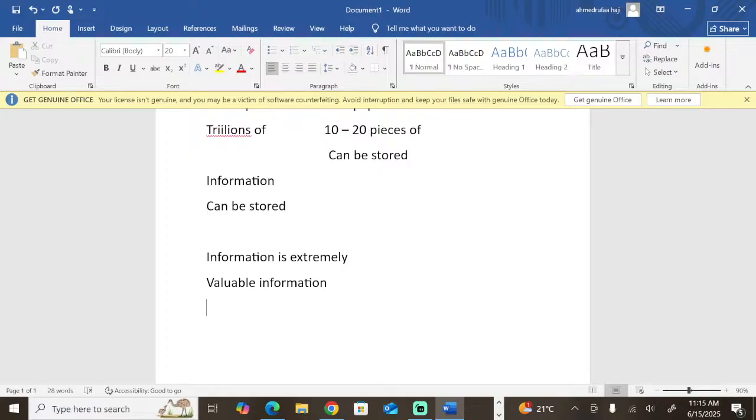On the other hand, information on paper might not be valuable. All right. So that is the thing. V means valuable.